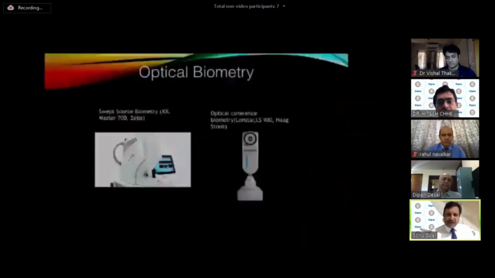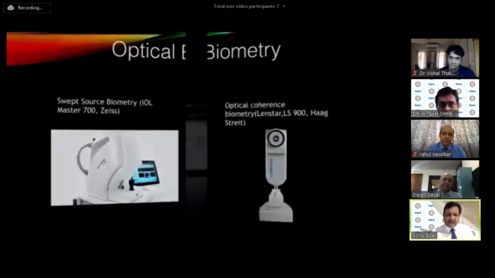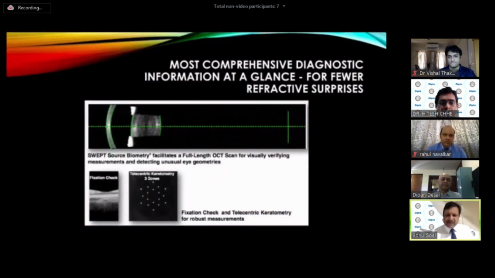A quick word about optical biometry. These are basically divided on the basis of the technology that they use. The IOLMaster 700 works on the principle of swept source biometry, and the LENSTAR has optical low coherence technology. The 500 had partial coherence interferometry, and in the figure, you see how the 780 laser infrared works. For the 700, it is the swept source, which takes 2000 scans per second at almost 30 degrees to each angle. This is the picture, and the fixation with the telecentric keratometry they call the 3-zone system in the IOLMaster 700.